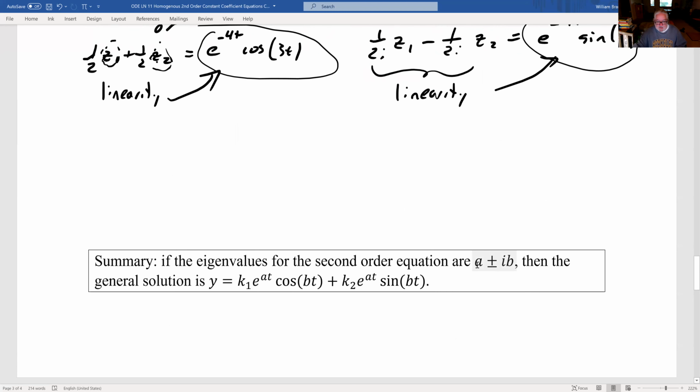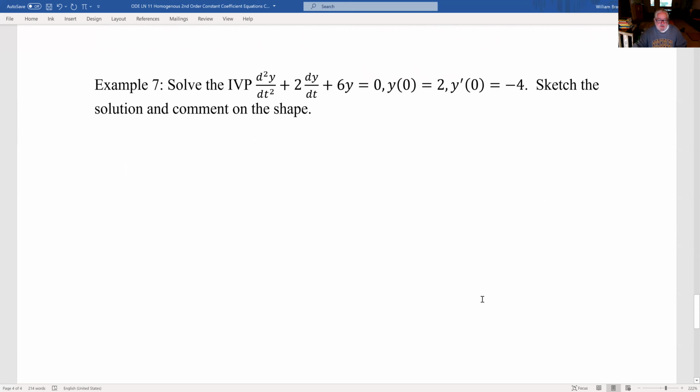And so if we get complex eigenvalues a plus or minus ib, then the general solution is k1 e to the at cosine bt, k2 e to the at sine bt. The a is in the exponent, the b is in the trig function. So here's an initial value problem. Solve this, sketch the solution, and comment on the shape.